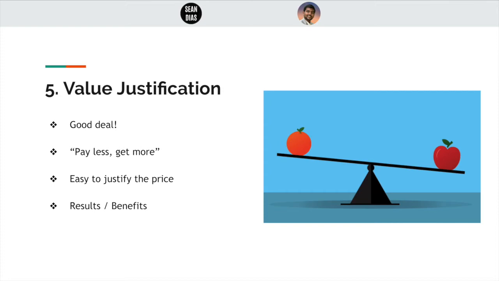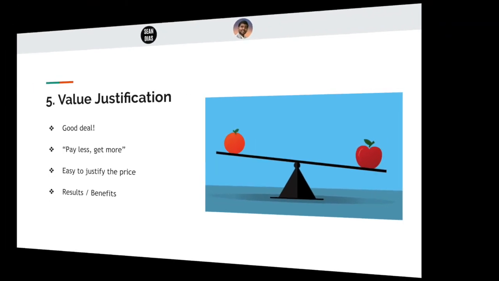Also, here what you can do is, in order to highlight the benefits, you can emphasize the results and the benefits that they are going to get once they purchase your product or service.